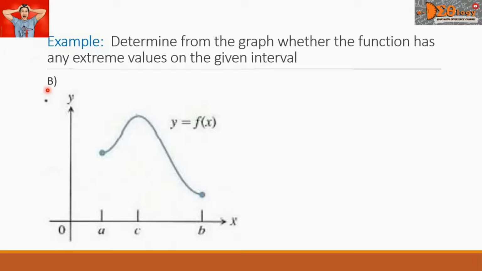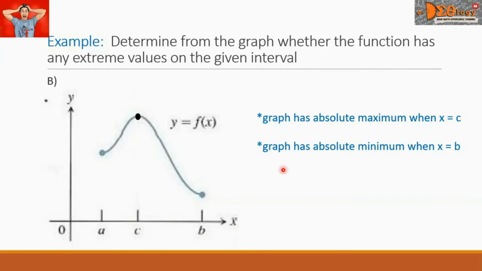This is graph B. Our function is y equals f of x. This is the graph. Analyzing the graph, we say that the graph has an absolute maximum when x is equal to c. This is the c. When x is equal to c, we can observe that the graph is at its highest point. And this is the point. This is the absolute maximum.